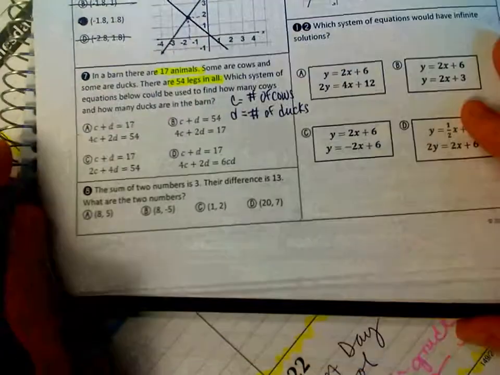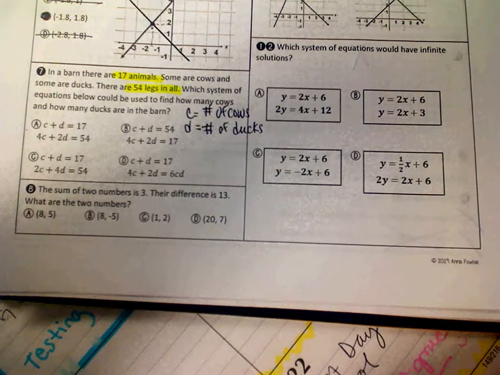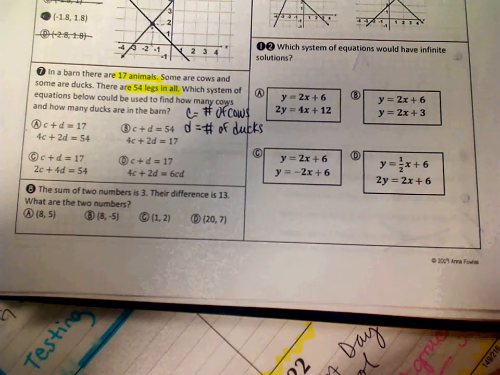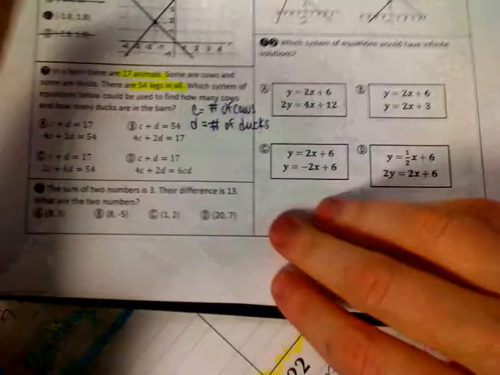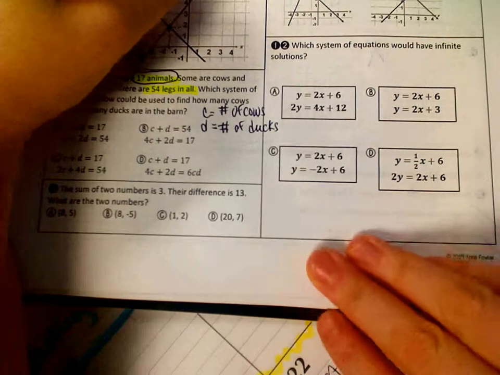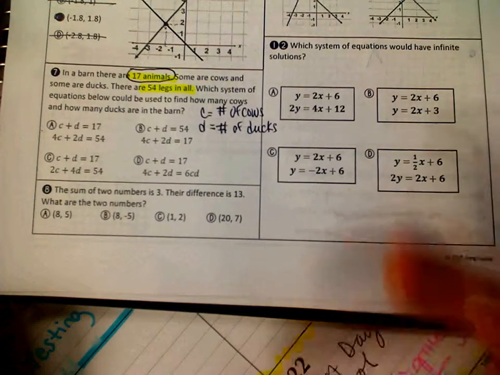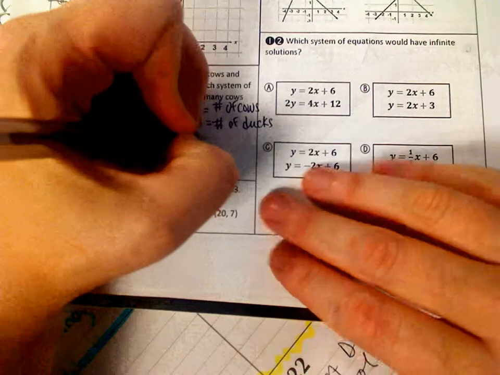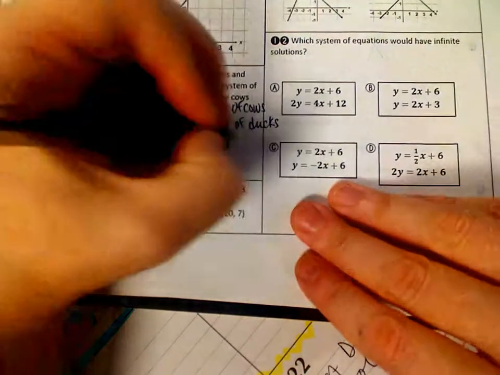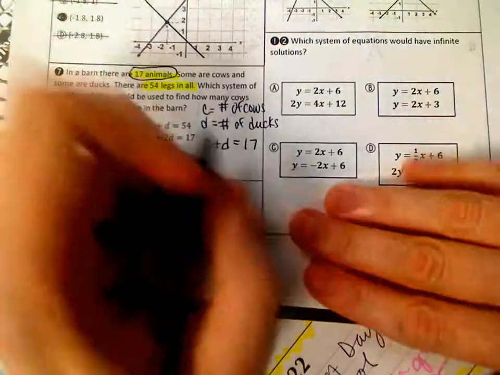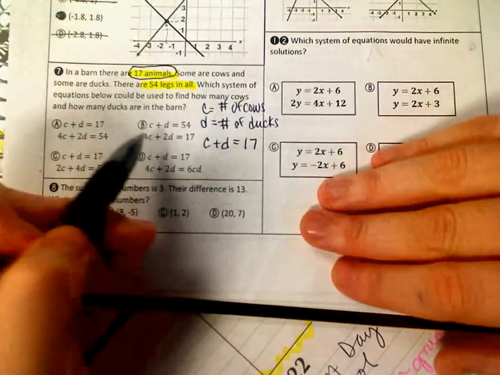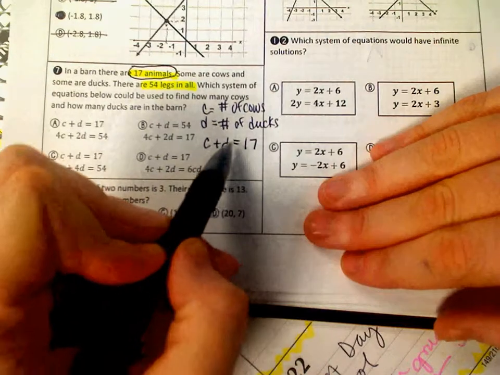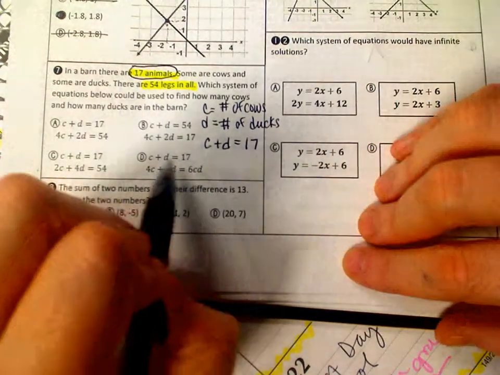So then we need to see what our totals are. You always look for the two total amounts in the problem when you're trying to set it up. So one of the totals is 17. There are 17 animals, cows and ducks. So when you add the cows and the ducks, you have 17 total animals. So one of the equations should be cows plus ducks equals 17. So that helps you eliminate B.